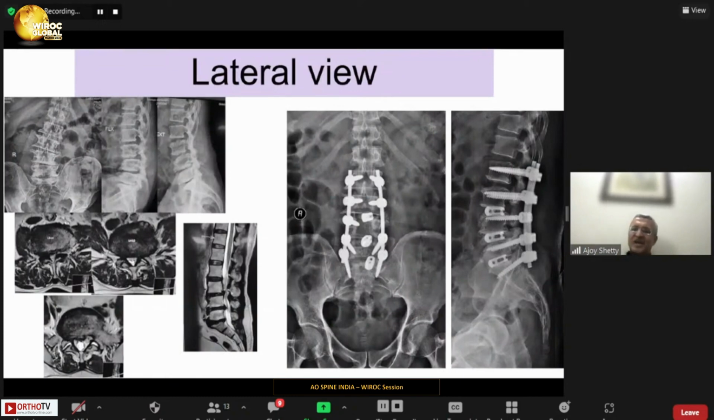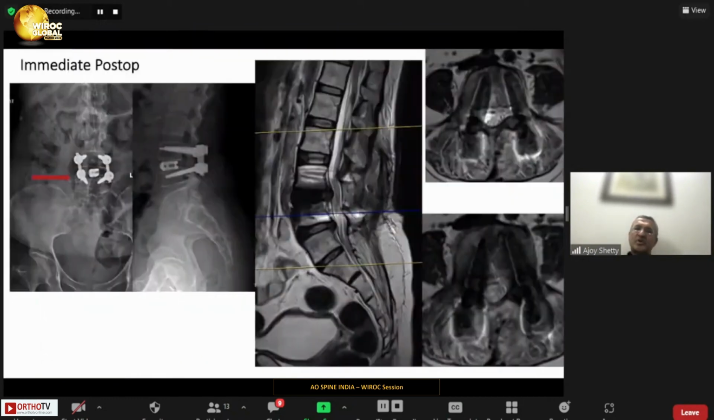On the lateral view, the screws here are a bit on the longer side, but ideally in the lumbar spine they should be parallel to the upper end plate of the vertebral body. In the thoracic spine, it depends upon your entry point.